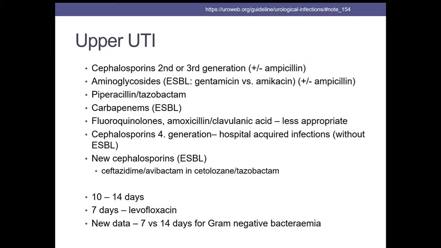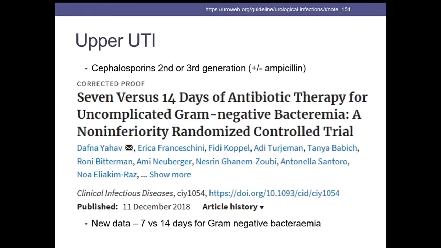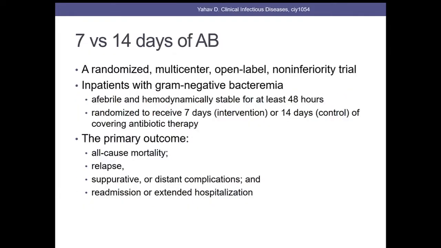And of course, now we have newly registered cephalosporin combinations which are effective against ESBL strains: ceftazidime with avibactam, and ceftolozane with tazobactam. The usual duration of treatment is 10 to 14 days. The exception is treatment with levofloxacin, which can be shortened to 7 days. But now we have some data that 7 days of treatment is as effective as 14 days for gram-negative bacteremia. It was published a couple of months ago.